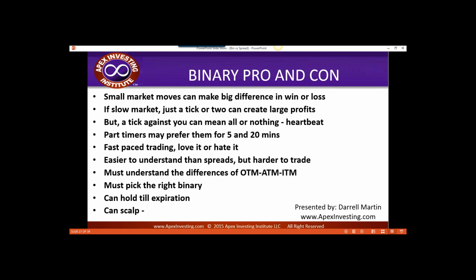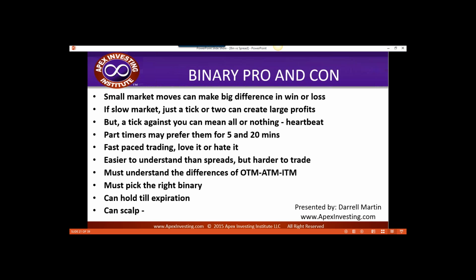According to your strategy or system, the market's going up, or going down, or staying flat. I know which binary to pick. I can hold it to expiration, or I can scalp it. What do I mean by scalping it? Say I buy a binary for 50 bucks, it goes up in value to 75 bucks, and I get out of it. I just scalped 25 bucks, and I got out of it.